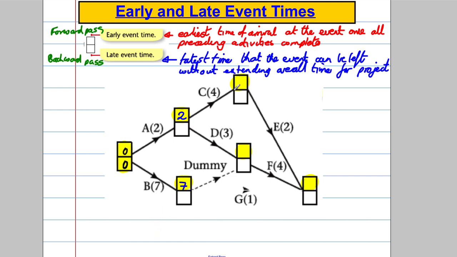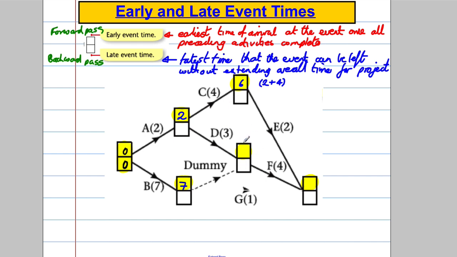Okay, what about C? What's the earliest time I can get here with everything done that needs doing? Well, in order to get here, C and A have to happen. And if they happen perfectly one after each other, that would take 2 hours and that would take 4 hours. So it would be 6, which is 2 add 4. Okay, let's think about D.